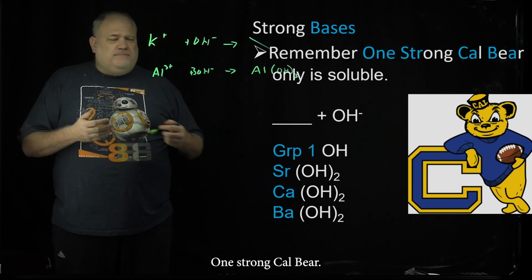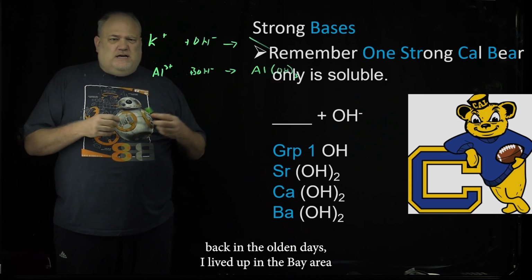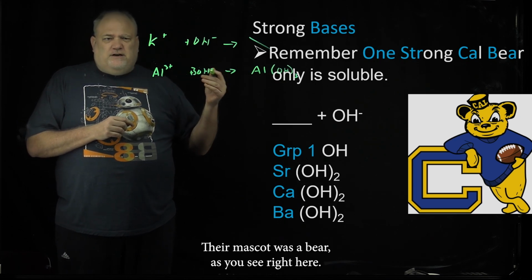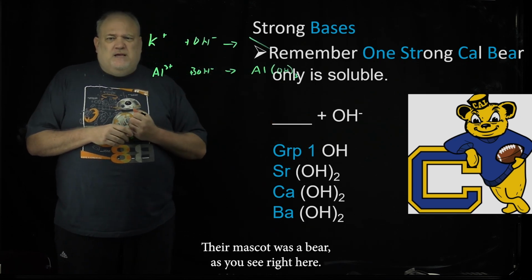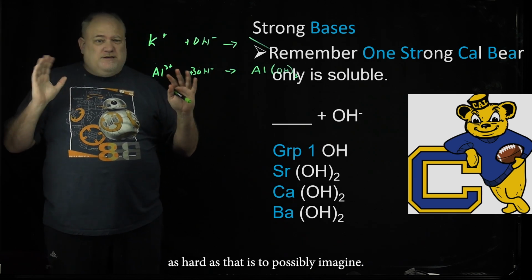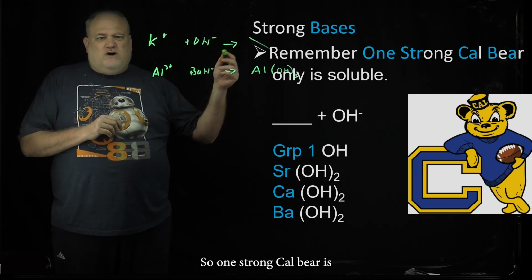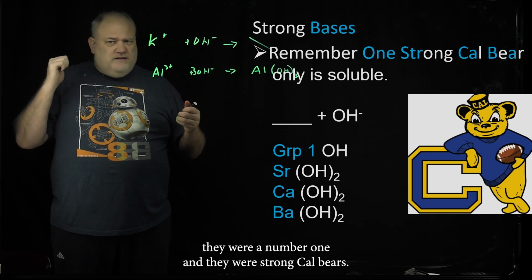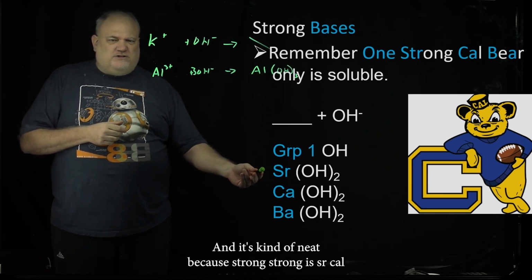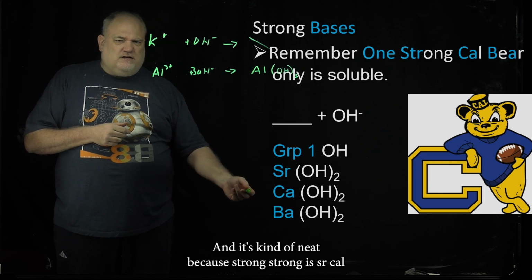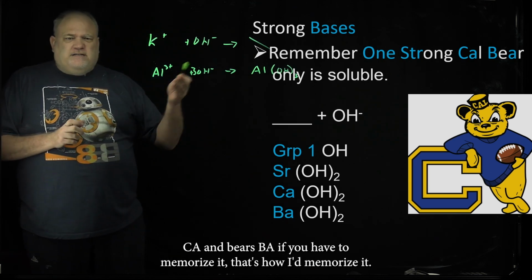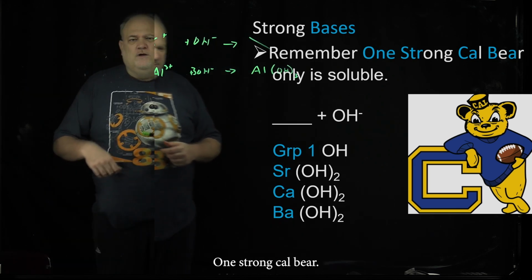One strong Cal Bear. Back in the olden days, I lived up in the Bay Area, and the University of California, Berkeley, their mascot was a bear, as you see right here. And their football team was ranked #1 in the nation, as hard as that is to possibly imagine. So one strong Cal Bear, they were #1, and they were strong Cal Bears. And it's kind of neat because strong is Sr, Cal is Ca, and Bear is Ba. If you have to memorize it, that's how I'd memorize it, one strong Cal Bear.